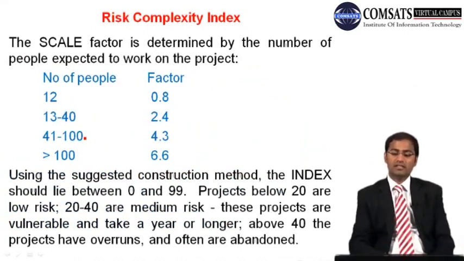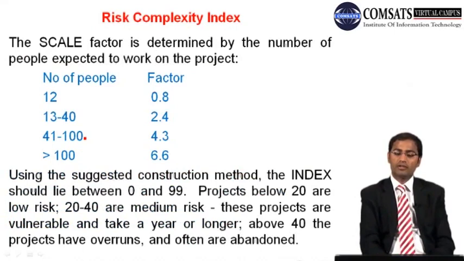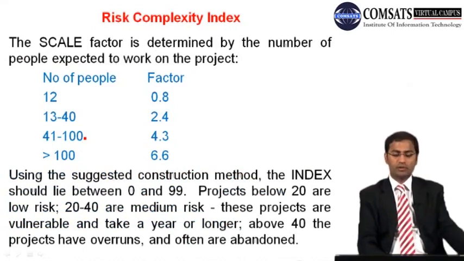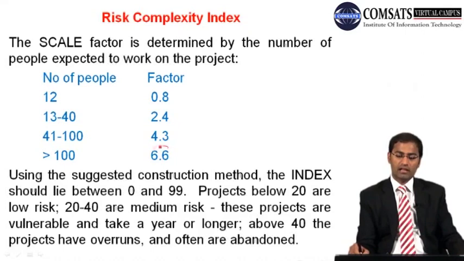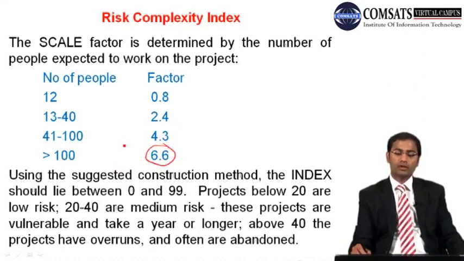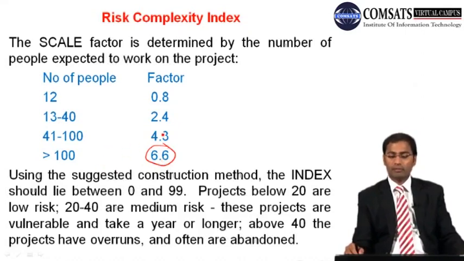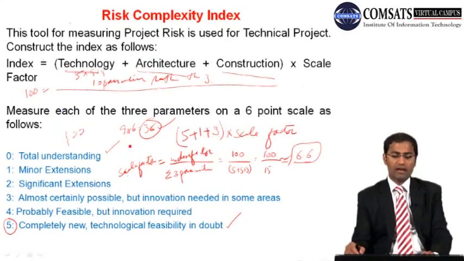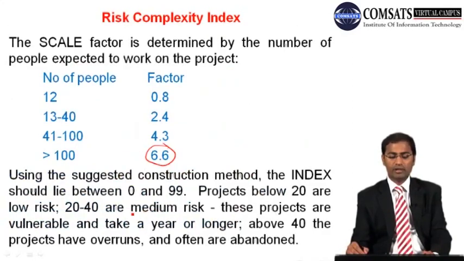So the scale factor is determined by the number of people expected to work on the project. So 6.6 is the maximum we have achieved earlier in the previous slide. If the number of people is more, we will be using this. If the number of people is lesser, we will be using a lesser factor for that. So using the suggested construction method, the index should lie between 0 and 99. Projects below 20 are low risk, 20 to 40 are medium risk. So we are having 36, so our project is medium risk.